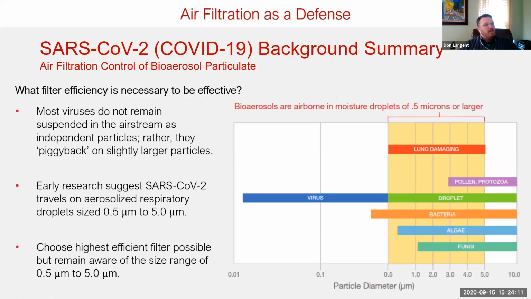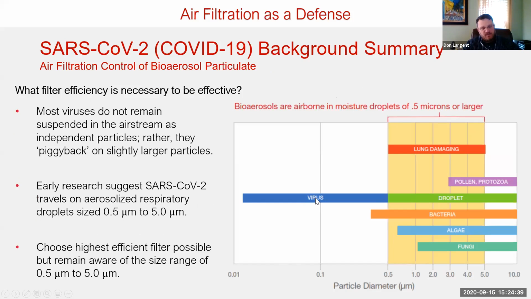So the question is, all right, now that I know it's a particulate that's airborne, what filter efficiency is necessary to be effective? On the right-hand side there's a little chart based on particle size. Keep in mind it is logarithmic along the x-axis, but your viruses are pretty small, down in the nanometers up to 0.5 micron.